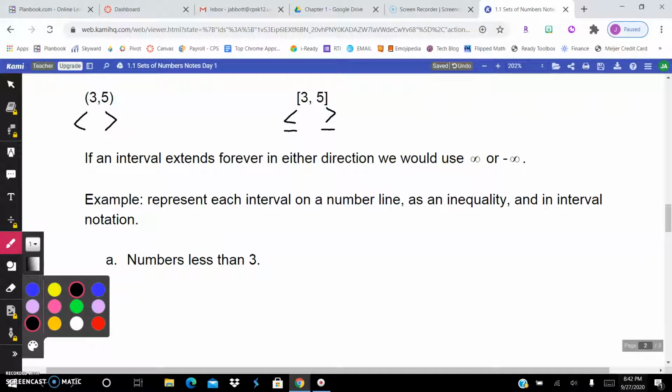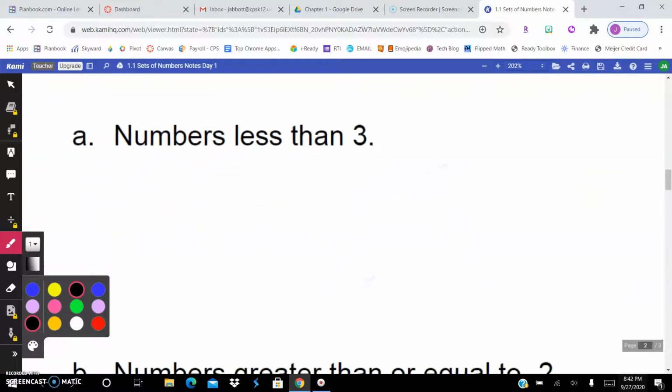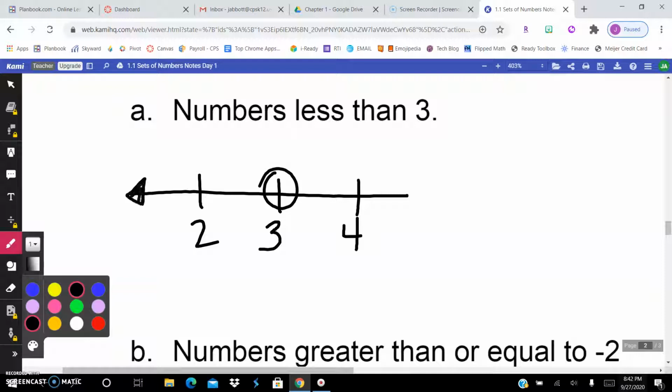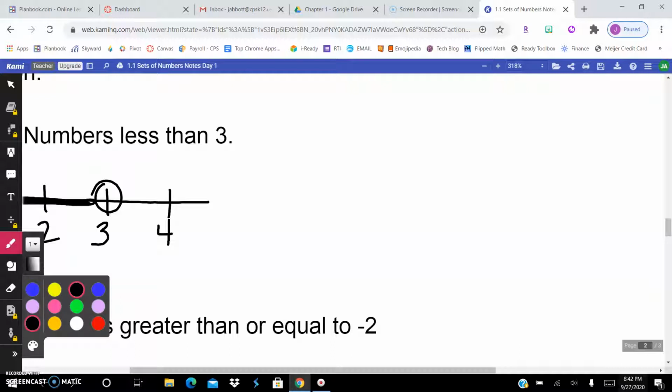It goes on forever. So our first example is represent each interval on a number line as an inequality and in interval notation. So numbers less than 3 on a number line. So less than 3 means smaller than 3, so we're going to shade to all the numbers smaller. And less than is not included, so we're going to leave the circle open. Our inequality is going to start with an x and end with our 3. And less than means the 3 is bigger, so the inequality is open towards the 3.